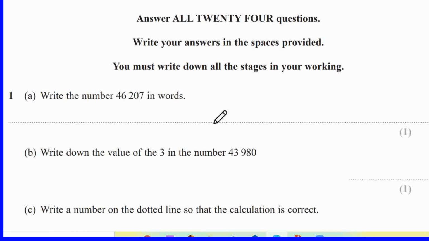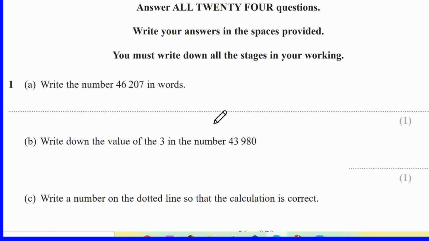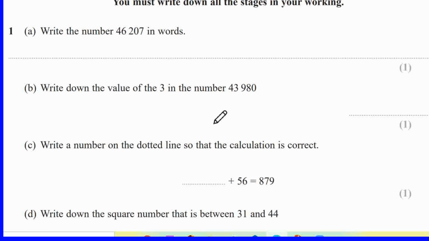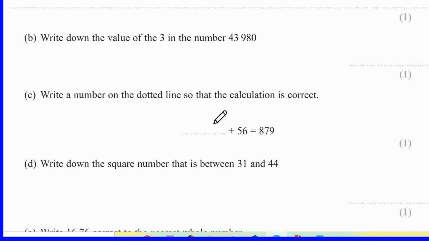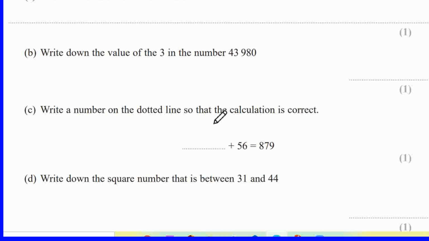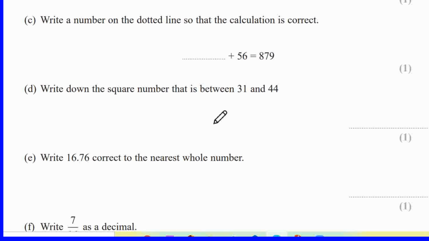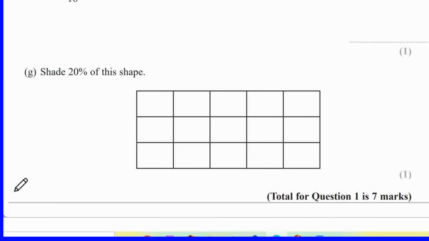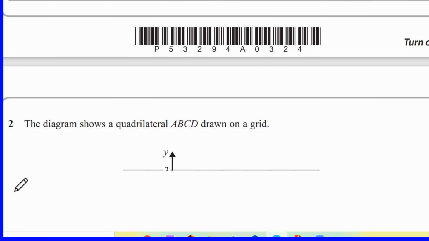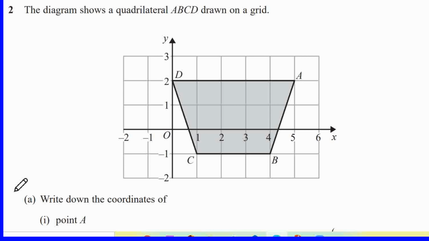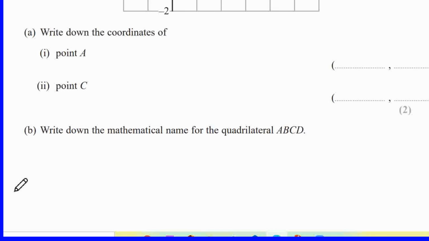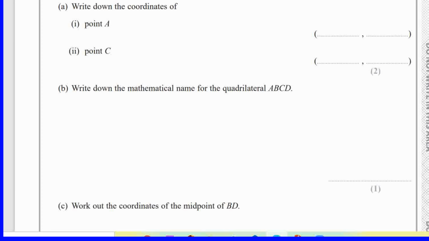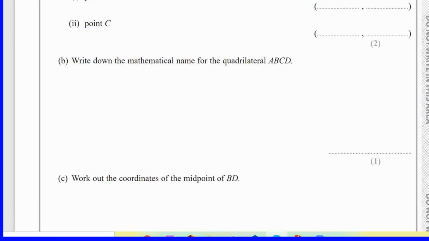It's number 1 A, B, C, D, E, and F. And this is G, number 1 G. This is number 2 A, 2 B, and 2C.